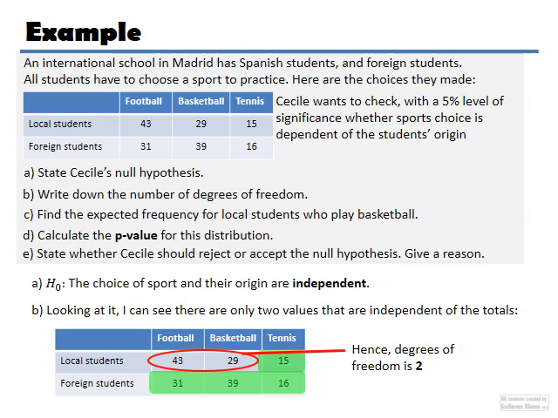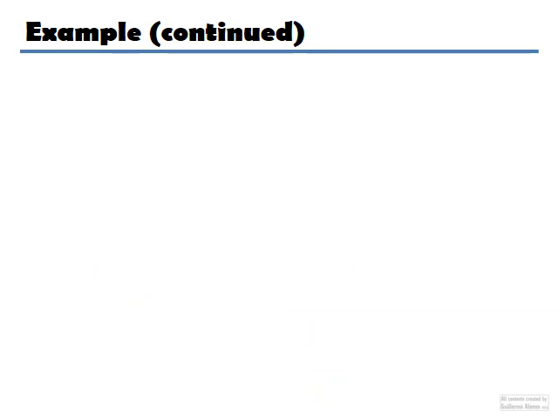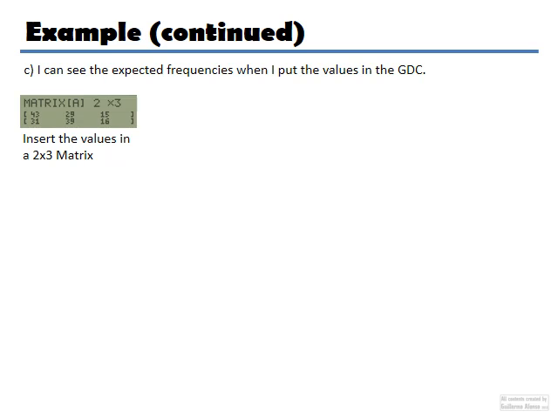Now I'm going to have to calculate the expected frequency for local students who play basketball, the p-value, and then whether I have to reject or accept the null hypothesis. Let's first calculate the expected frequencies. Now, when I calculate the chi-square, the GDC is automatically going to do the expected frequencies for me. So I've inserted the values in the 2 times 3 matrix. There they are.